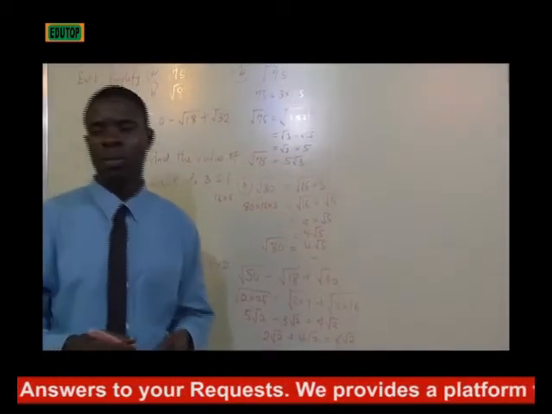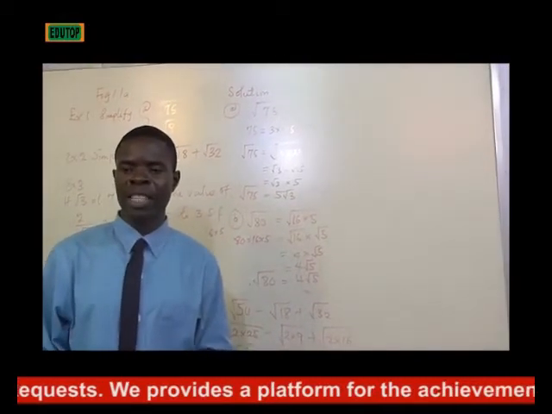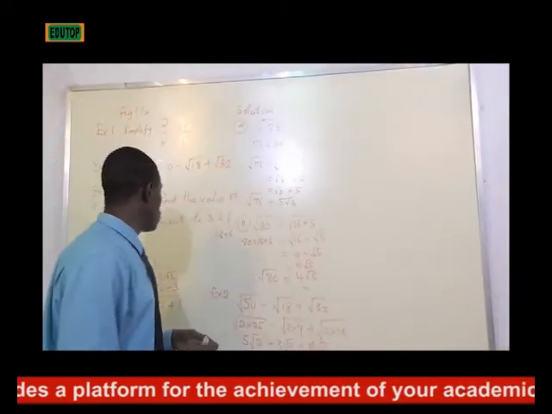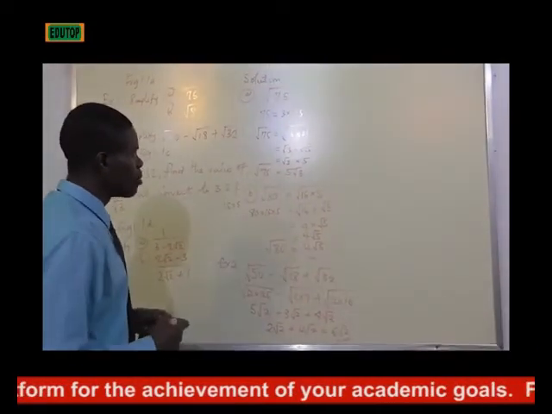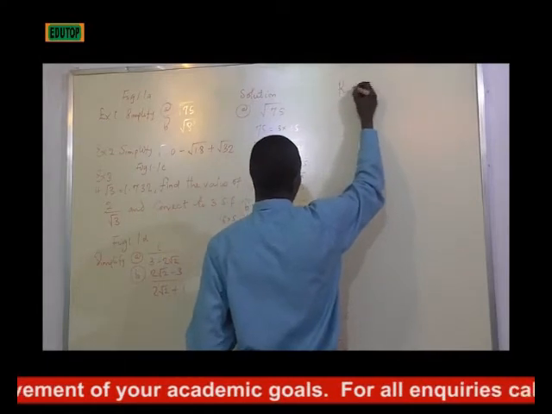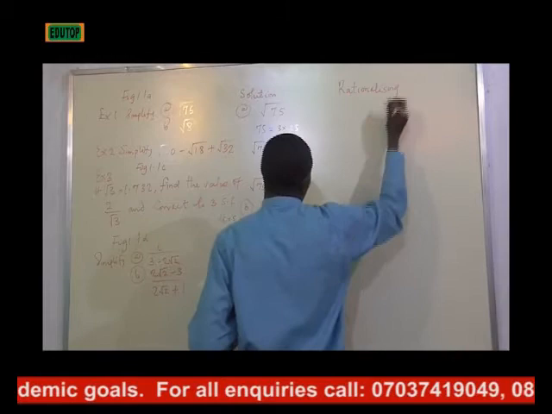Now, the next concept is rationalizing the denominator, or rationalization. If you have to rationalize the denominator, it is simply done by rationalizing, but this time we pay attention to the denominator.